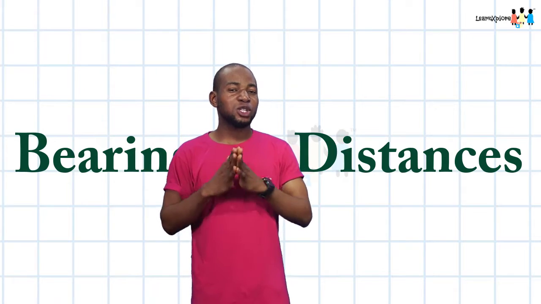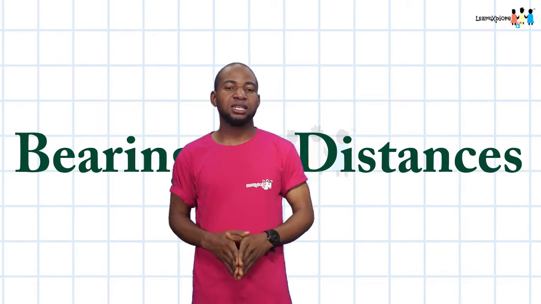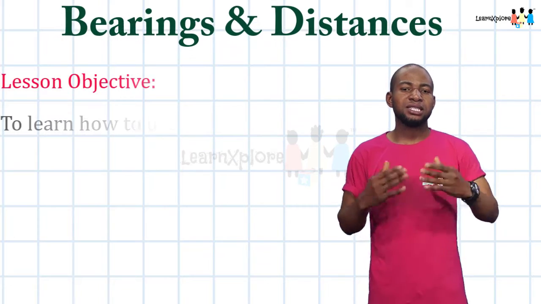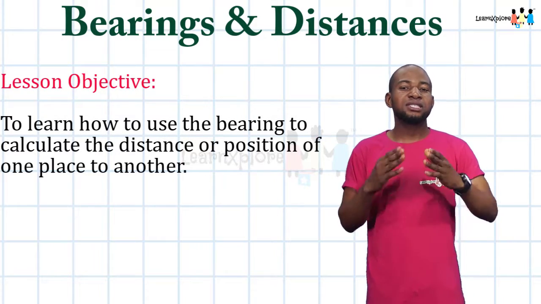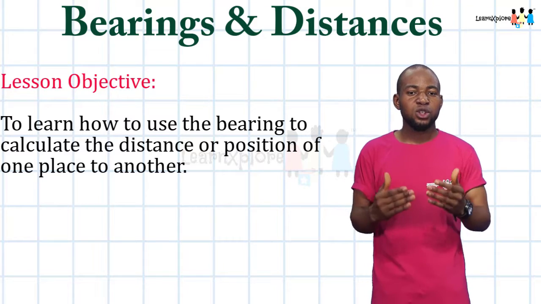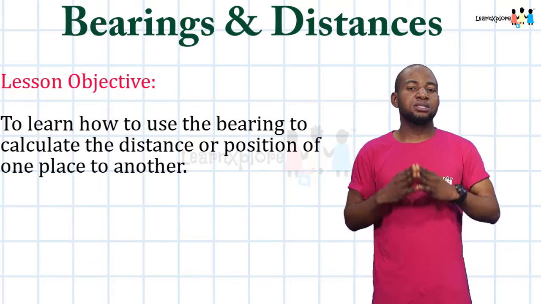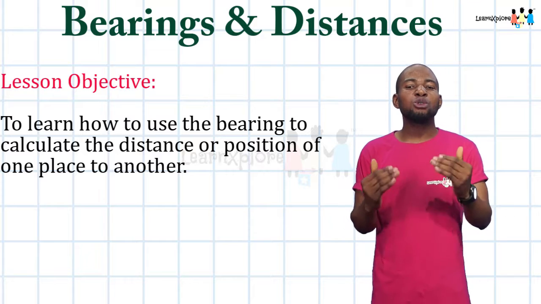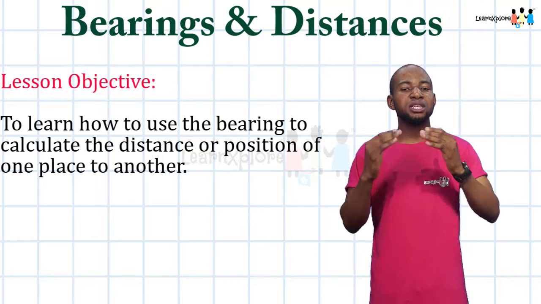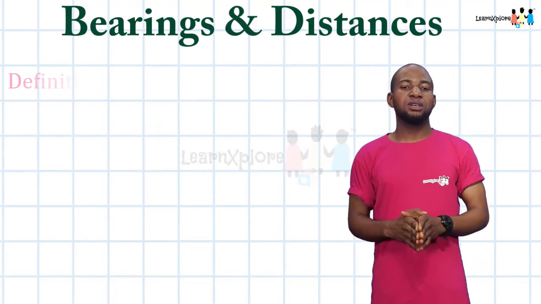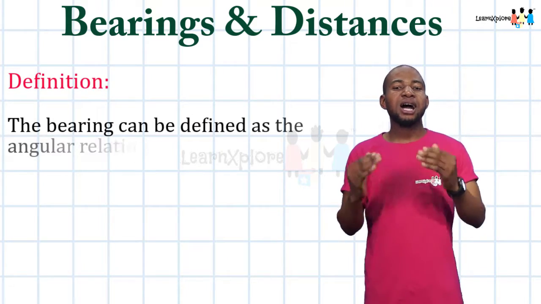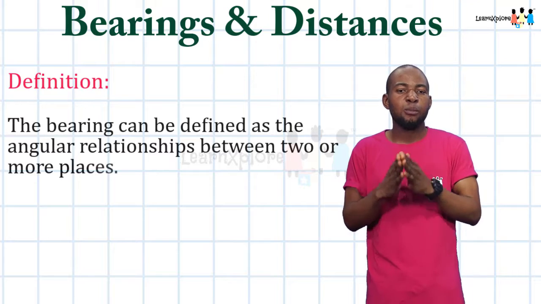In this video, we are going to discuss the bearing and distance. The bearing and distance are examples of applied knowledge of trigonometry. The navigation used on land, sea, or air was done using bearing. In this topic, we will learn how to use the bearing to calculate the distance or position of one place to another. The bearing can be defined as the angular relationship between two or more places.